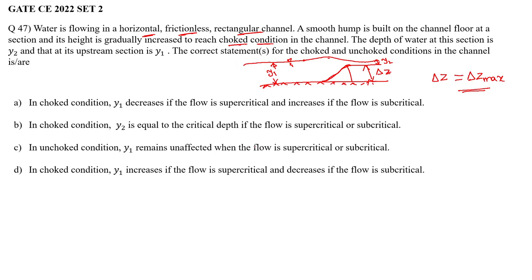So this is a scenario. Now just guess what options are correct here. The first option is: in a choked condition, Y1 decreases if the flow is supercritical and increases if the flow is subcritical. Let me tell you what the choked flow is.